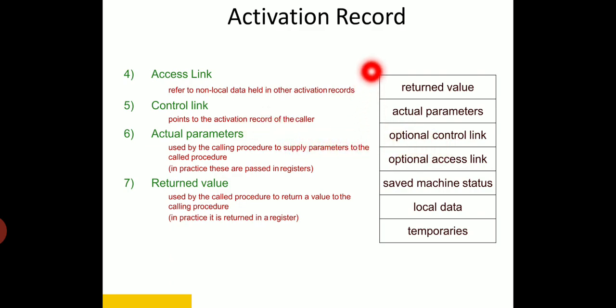I have already said that from the return value till the saved machine status, if both procedures have activation records, the caller and callee, that callee's activation record, this part will be maintained by the caller function, the caller procedure. Then actual parameters, that is the parameters during the calling of that procedure, will be controlled by the caller and put into the actual parameters field.